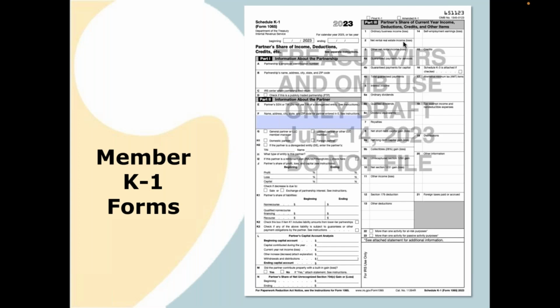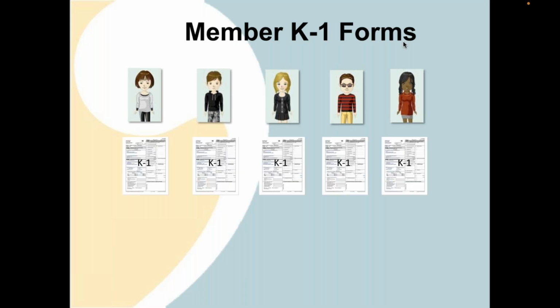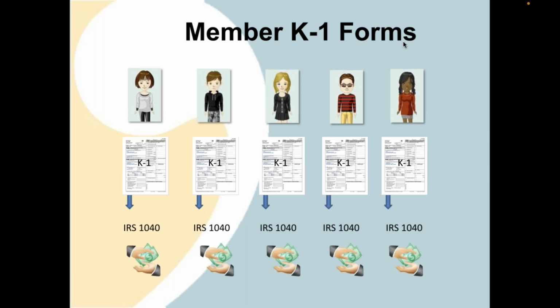Each member knows what to report because your 1065 includes a form called a K1 for each partner. You send in copies of all the K1s when you file your club taxes, and you also give each member their personal copy. Each member will transfer the information from the K1 to their personal tax forms to pay taxes on.